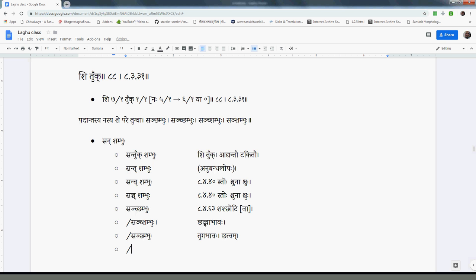Now you take tugagama, you don't take tugagama and don't take chattvam also. So what will you get now? You will get san shambhu. So that's another form that you will get. This is tugabhava, and chattvabhava also. Chattvam also you don't apply. Then you will get this form also. So there are four forms now. All four are valid forms. Sanchambhu, Sanchambhu, Sanchambhu, or Sanchambhu.